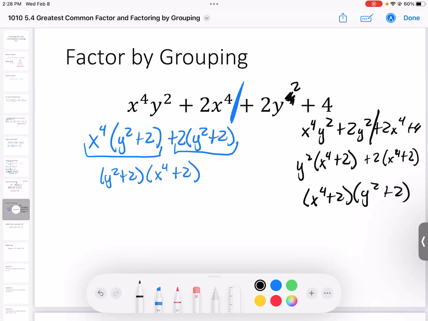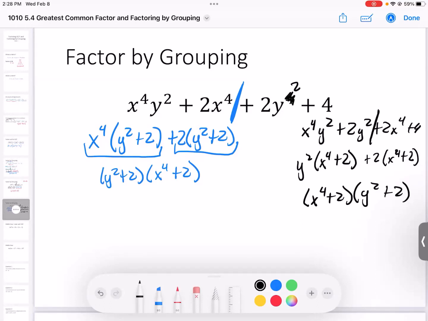You can see you end up with the same answer in both cases, but the way you got there was different. In this case, the stuff that ended up in parentheses was y squared plus 2, versus here it was x to the fourth plus 2. So if you ever run into a problem where you can't factor by grouping, you can try rearranging the terms and see if the rearrangement makes it so that you can do factoring by grouping. Some arrangements will work and some don't, and there's often multiple arrangements that will work.